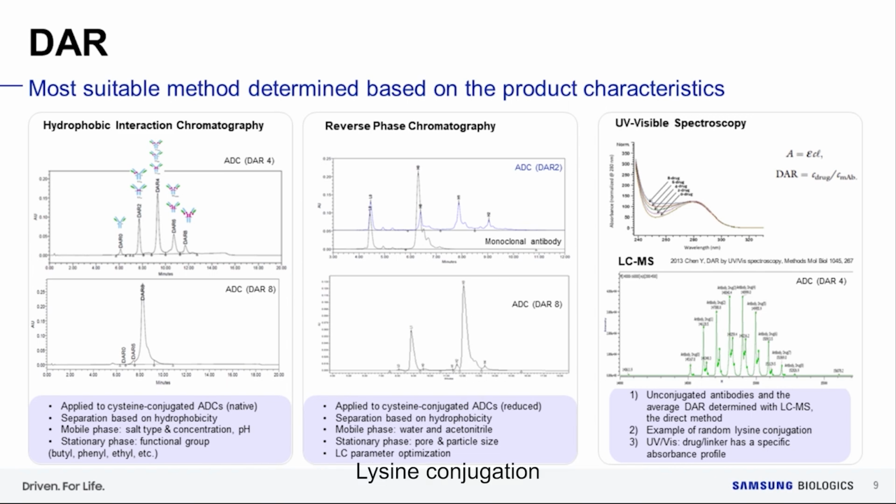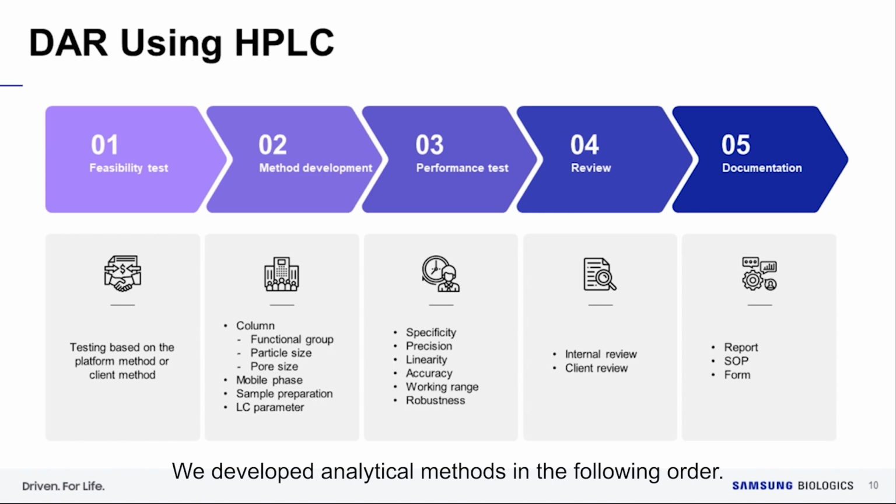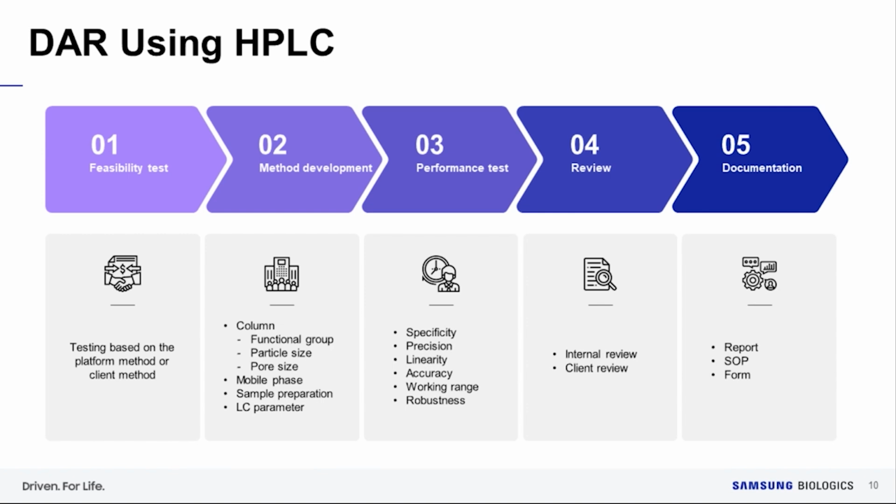Lysine conjugation is a very heterogeneous compound, so those HIC and RP cannot be applied to lysine conjugation. So for those 2 methods, we can identify the DAR for lysine conjugation. We develop analytical methods in the following order.